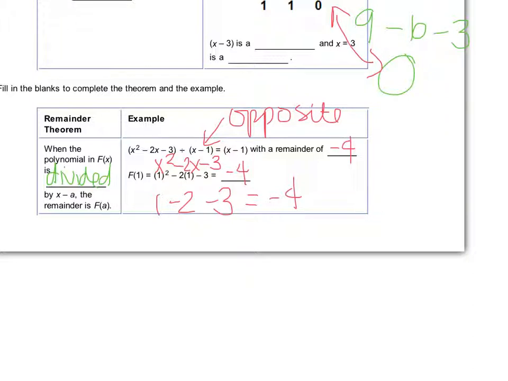So that means that if I were to divide x squared minus 2x minus 3 by x minus 1, it's not a factor because I didn't get 0. It's going to give me a remainder of negative 4. And I could prove that by doing synthetic division if I wanted to.